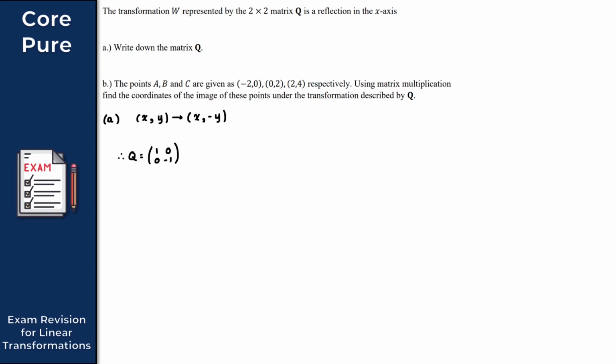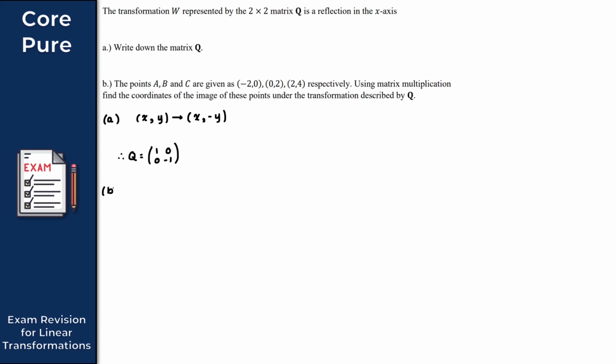So again, you either just learn that and commit to memorizing that result, or just think about it in this way. So xy maps to x, minus y. So in that case, the matrix Q is just simply 1, 0, 0, minus 1, okay? And there we go. So hopefully, nice and easy there for part A. Let's just have a go then at part B here.